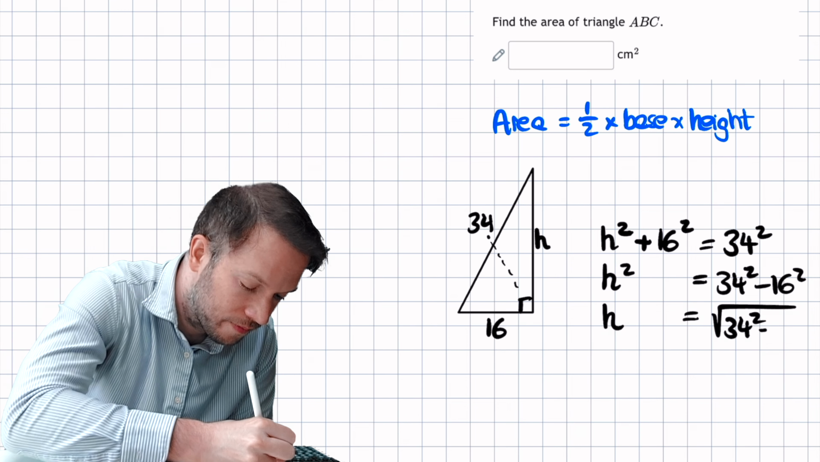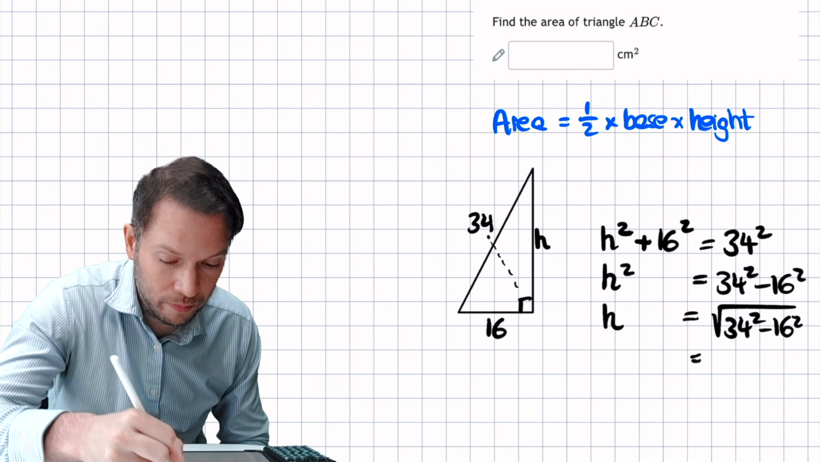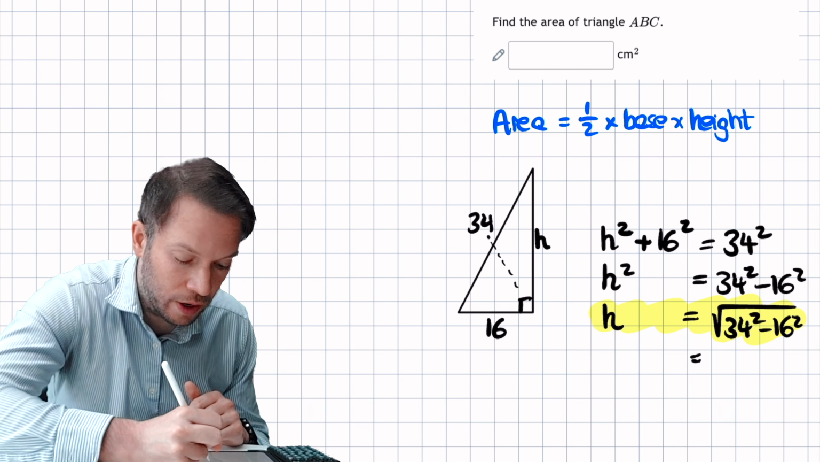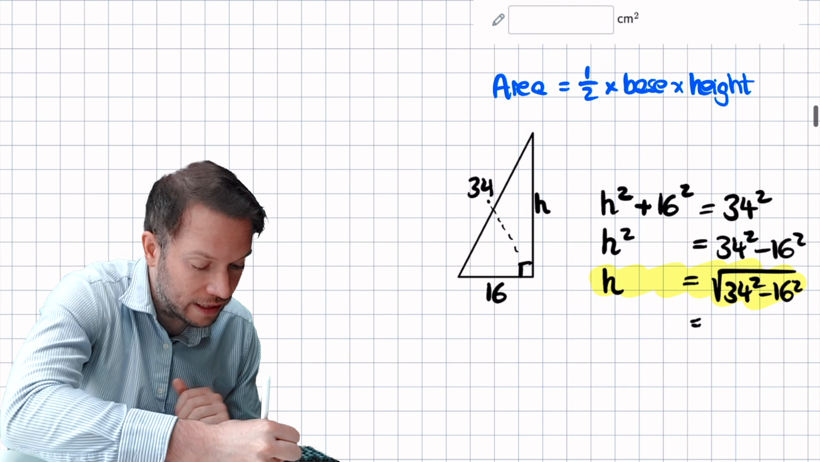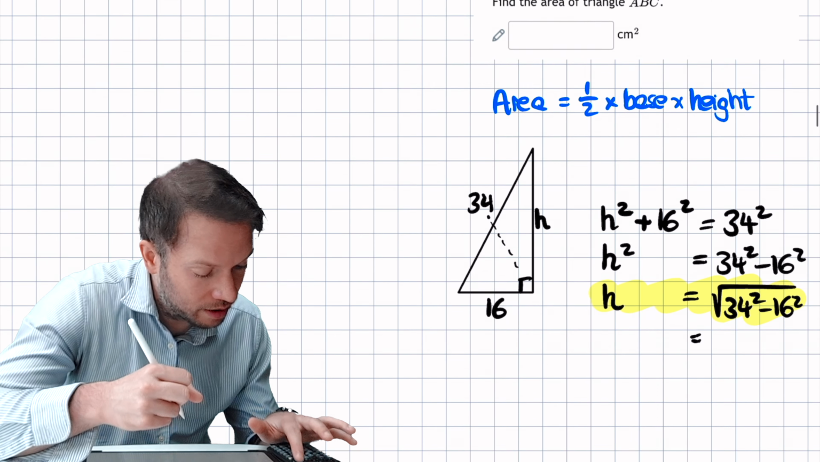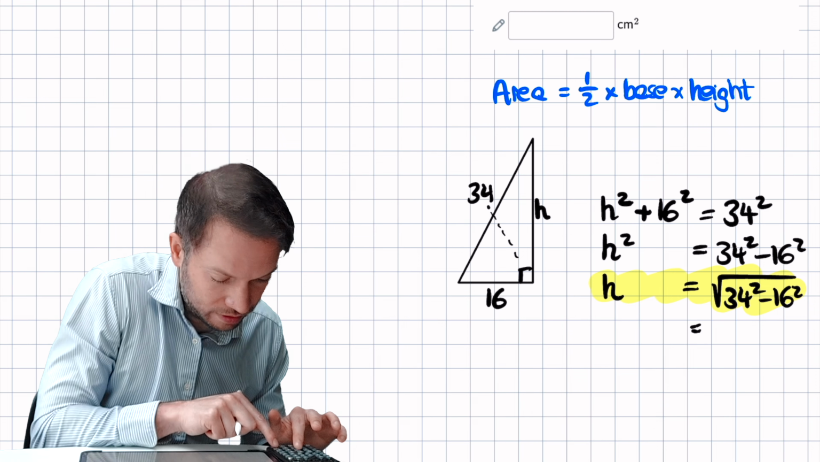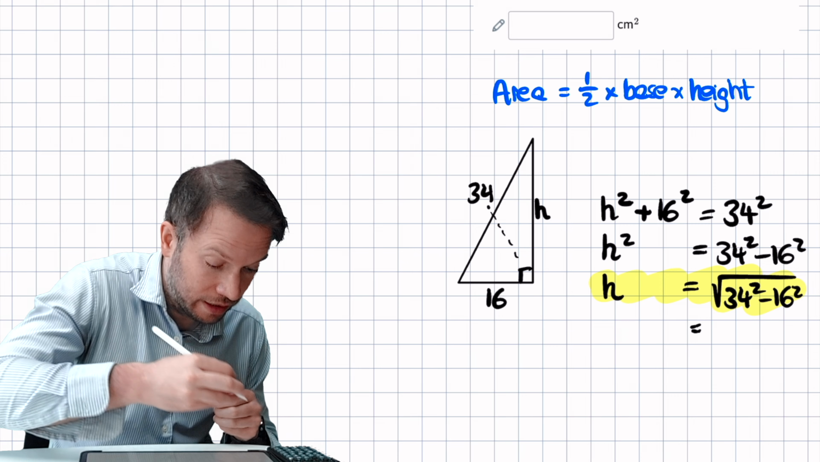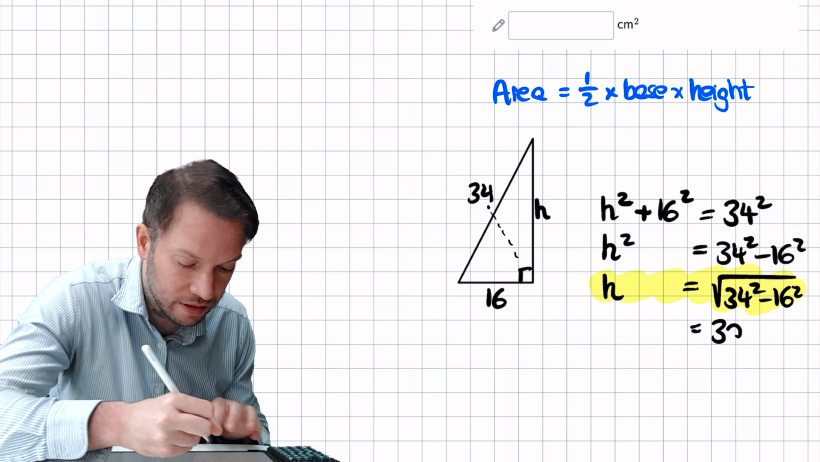And then we can just do this on our calculator. Remember, if you want to go straight for this line of working here, you can. In general, if you're trying to find one of the two shorter lengths of the right angle triangle, you subtract the two squares of the lengths, and then square root it. That's the quick way of doing it. So I'm going to do this: square root of 34 squared minus 16 squared. And that is exactly 30. That's convenient. So this height is 30 centimeters.